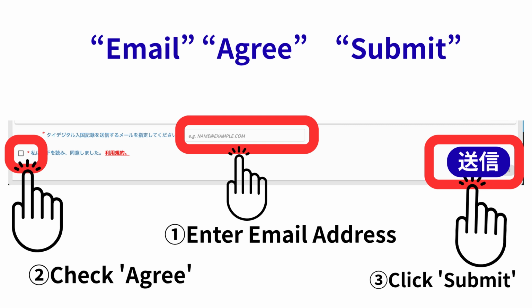Finally, complete the last 3 steps. 1. Enter your email address. Depending on your device or system, it may appear in all uppercase letters, but that's not a problem. Your email will still be delivered correctly. 2. Check the box to indicate that you agree to the terms. 3. Lastly, click the Submit button. This will send your registration.